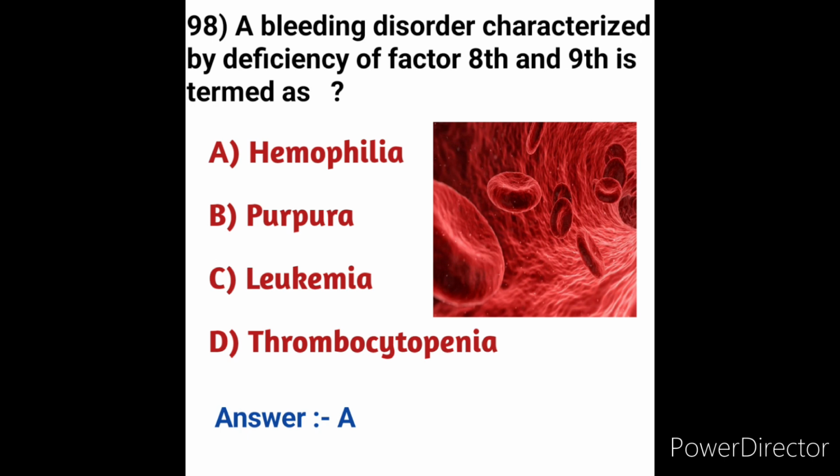The 8th factor deficiency is hemophilia A disorder and the 9th factor deficiency is hemophilia B disorder. So both of these come under the hemophilia disorder. So here option A, hemophilia, is the correct answer. Next we will move on to question number 99.